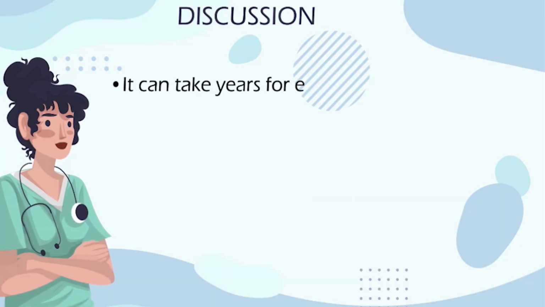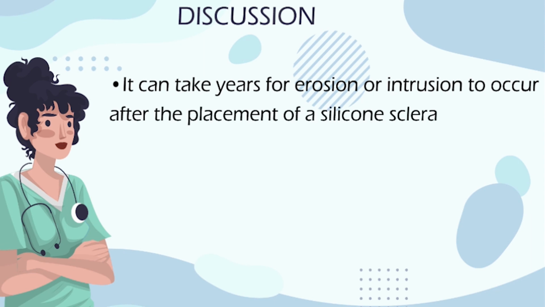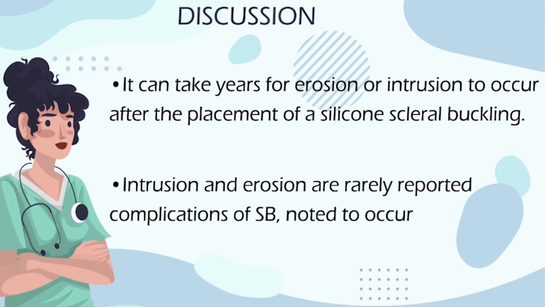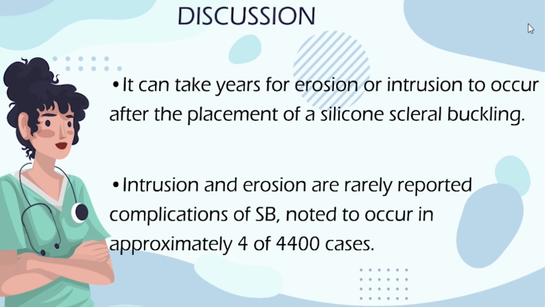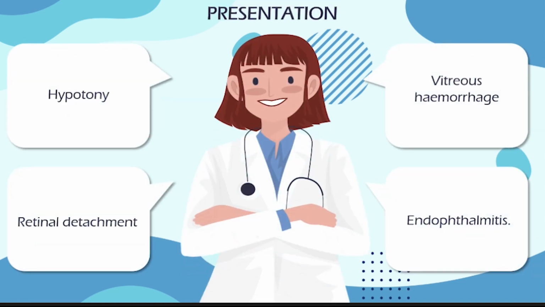It can take years for erosion or intrusion to occur after the placement of a silicone scleral buckle, and it is reported in approximately 4 out of 4,400 cases. The precipitating factors include thin sclera, presence of glaucoma, severe tightening of band, high myopia. It can present as hypotony, vitreous hemorrhage, retinal detachment, endophthalmitis.